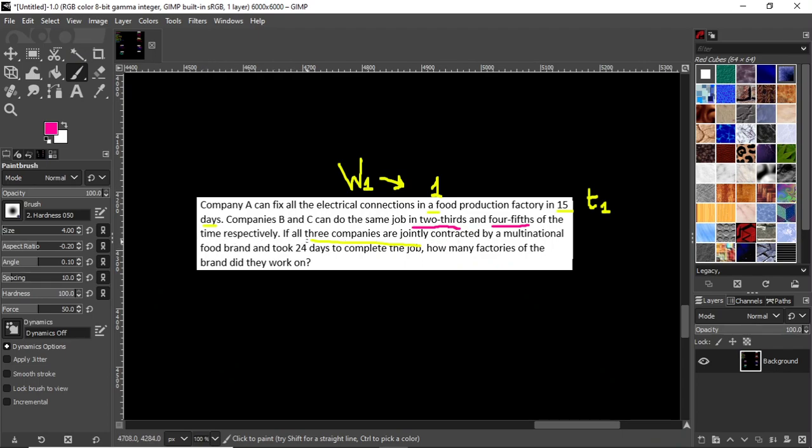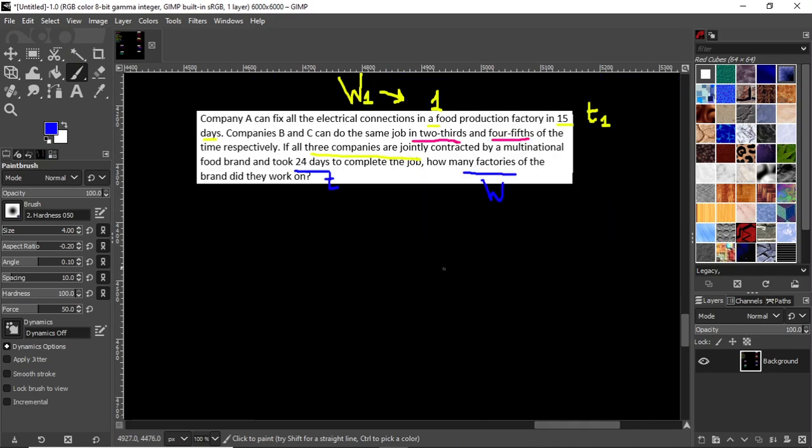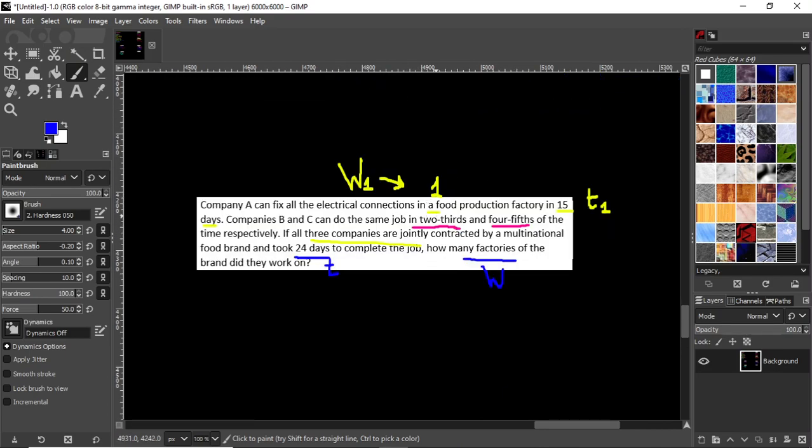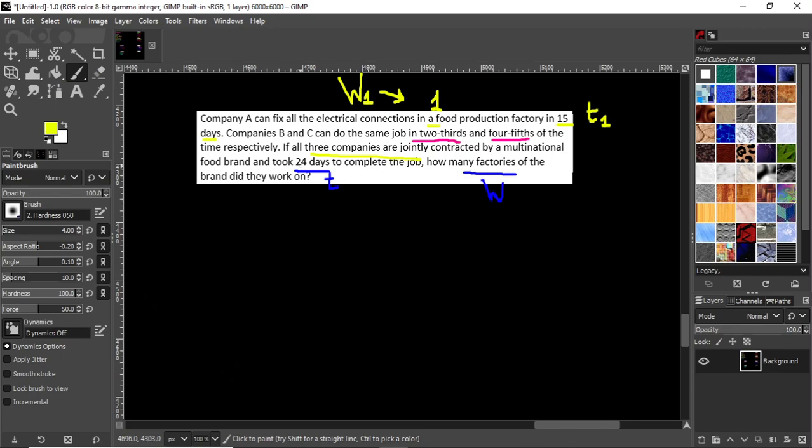If all three companies are jointly contracted by a multinational food brand and took 24 days to complete the job, so 24 days is going to be my T, time in the combined situation. How many factories of the brand did the work on? So we basically need to find the combined work. I'd encourage you to try it yourself by pausing the video. All right, I'll assume that you have taken a shot at it, and now let's work through it.